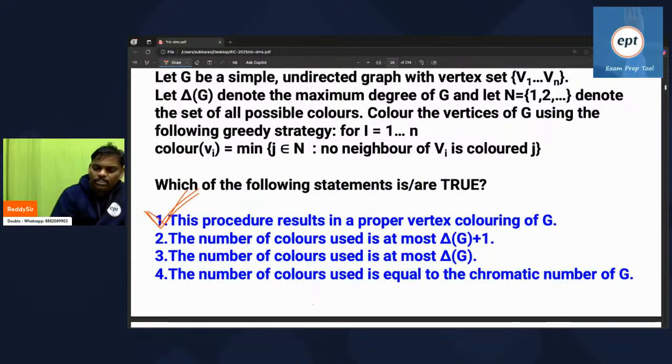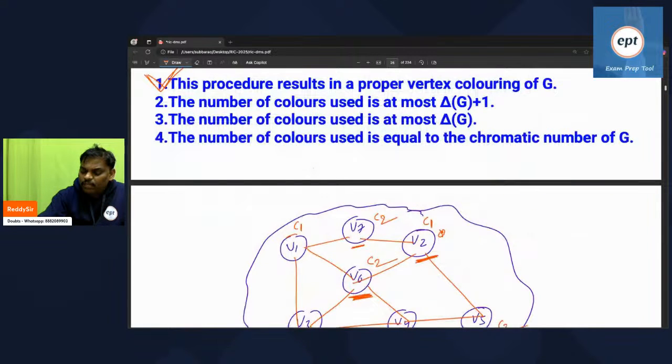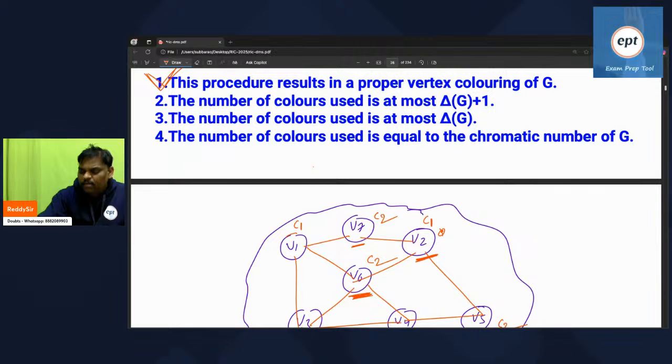In the problem, delta G denotes the maximum degree of any vertex in G. So the number of colors used is at most delta G plus 1. At most, exactly. That is also perfect. Next one: the number of colors used is at most delta G.